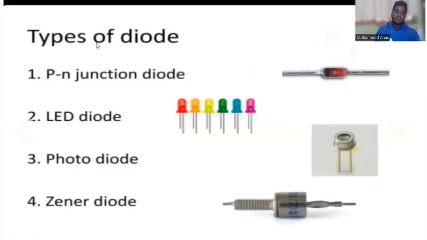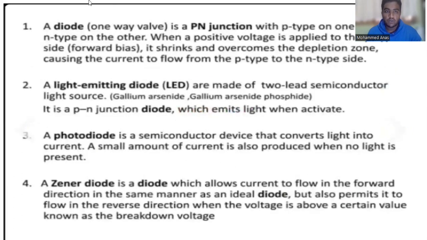Now we are going to learn about types of diode. First, PN junction diode, LED diode, photodiode, and Zener diode. These are the PN junction diode, LED diode, photodiode, and Zener diode. First, we are going to learn about the PN junction diode.